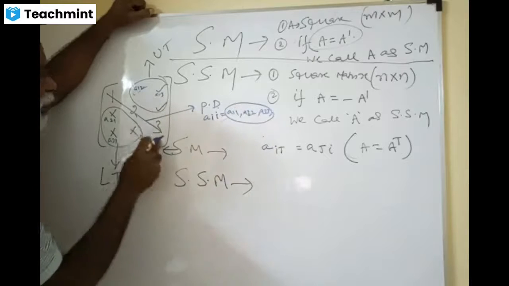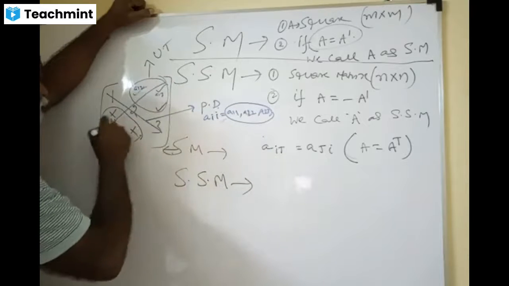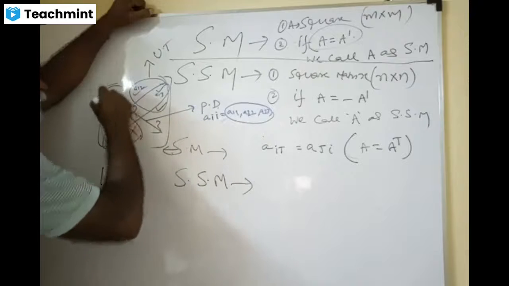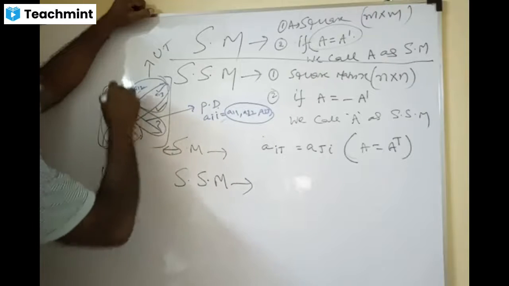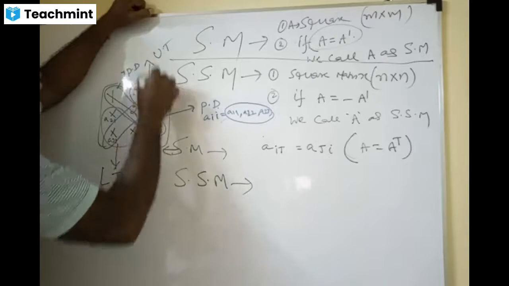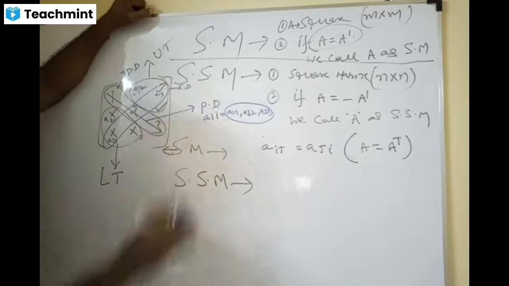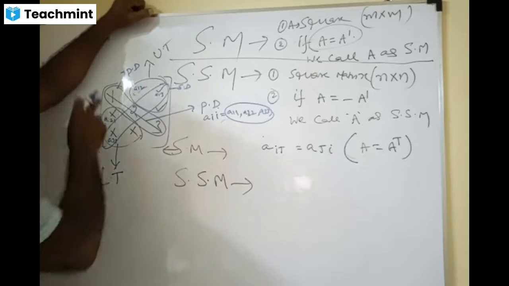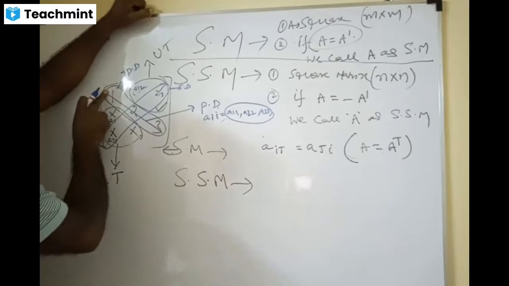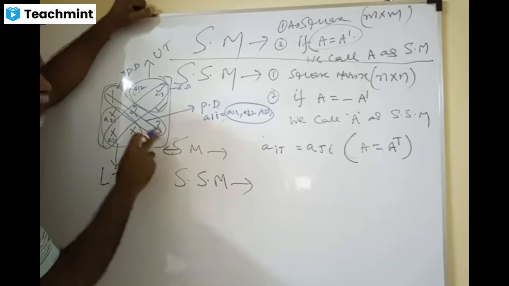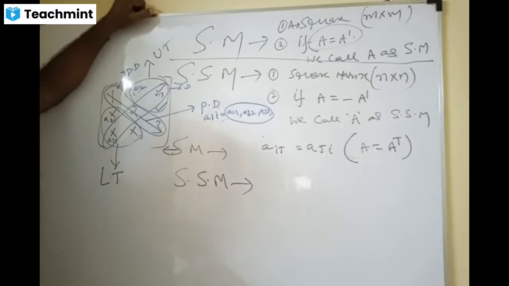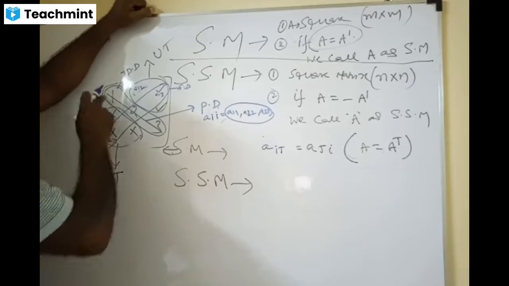That's the principal diagonal. This one is the secondary diagonal. This is the principal diagonal, this is PD. And this is called SD. We don't have a secondary diagonal, useless for us. The only principal diagonal is called what? Top left to bottom right.